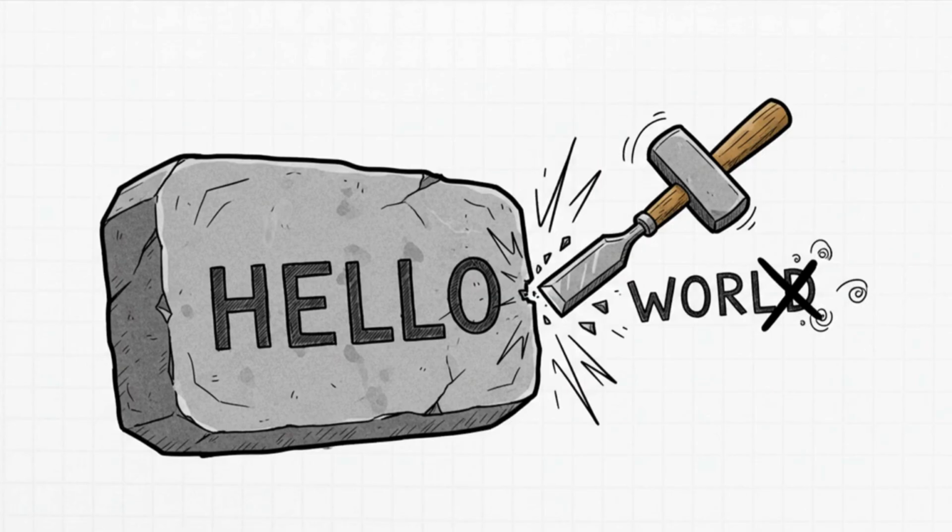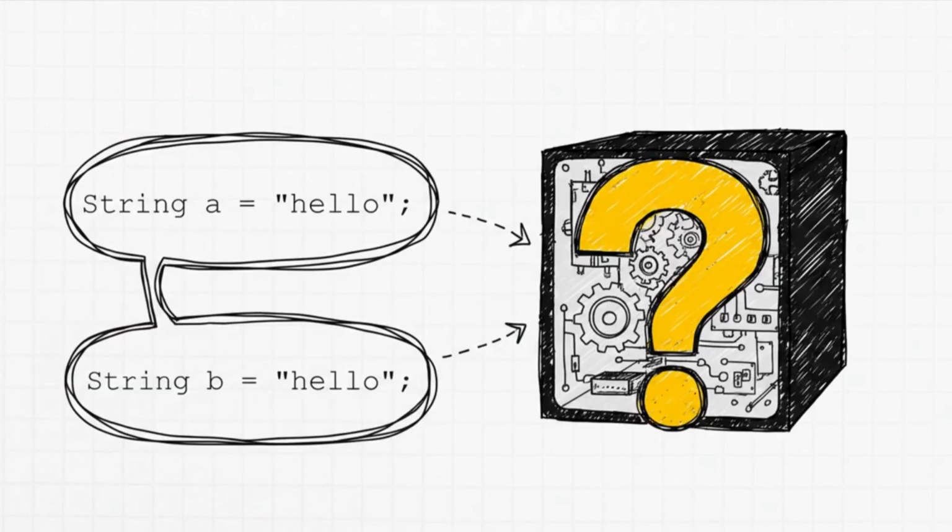It's set in stone. This is a powerful guarantee because it lets the JVM safely share these String objects all over your application without ever worrying that one piece of code will mess things up for another. Which brings us to this little piece of code right here. We've got two different String variables, a and b, and we're assigning both of them the exact same value, "hello". Seems straightforward, right? But what's really happening in the computer's memory?